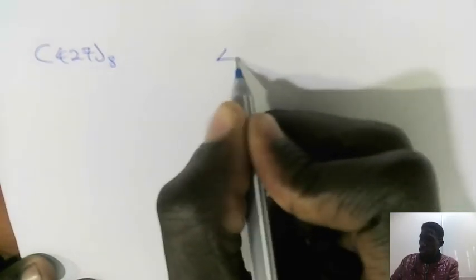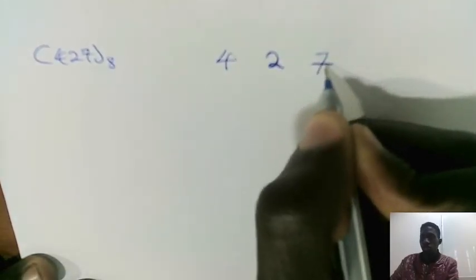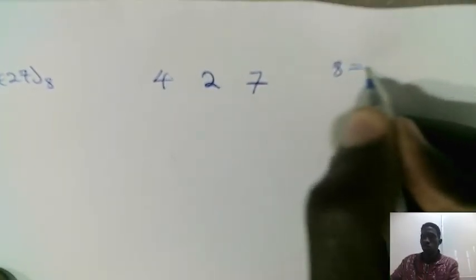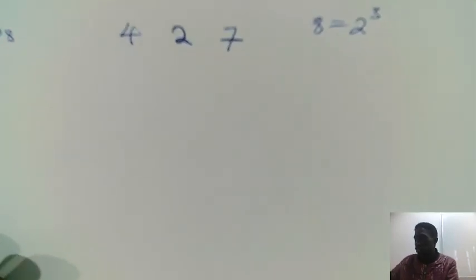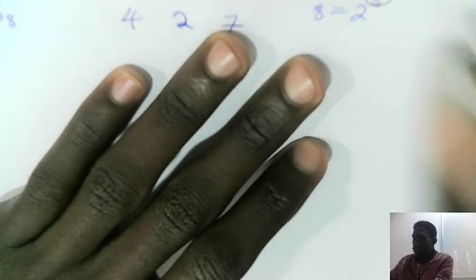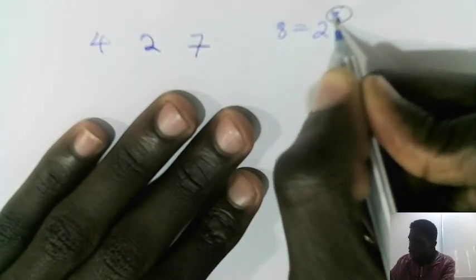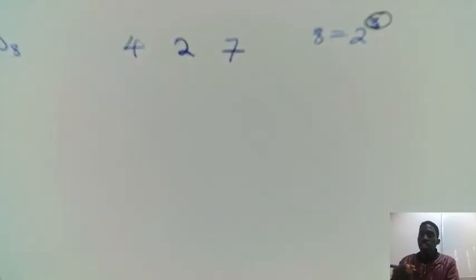So the first thing we're going to do is write the digits separately like this, 4, 2, 7. Now if you notice, 8 is equal to 2 to the power 3. This power here indicates the number of bits, 3. Since 8 is just 2 to the power 3, each digit of a base 8 number represents three digits in a base 2 number.